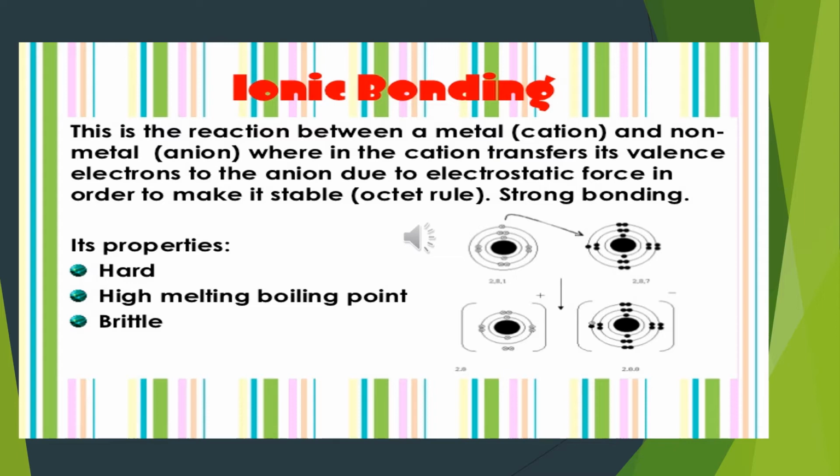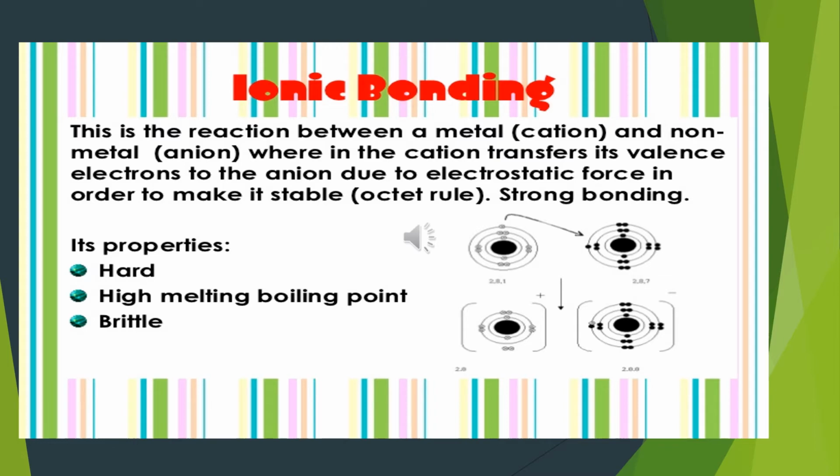First diagram in the left side is for sodium. Atomic number of sodium is 11. So K shell contains 2 electrons, L shell contains 8 electrons, and M shell contains 1 electron. And next diagram in the right side is for chlorine. Atomic number is 17. And we can see that K shell contains 2 electrons and L shell contains 8 electrons and M shell contains 7 electrons.